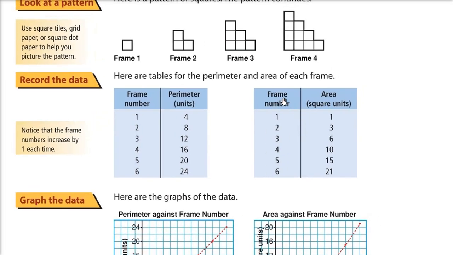But when we talk about area, this is frame 1, so this is 1 unit. Then we have 1, 2, 3, so 3 blocks are there. It will be 3. If you go to 4, you see 1, 2, 3, 4, 5, 6, 7, 8, 9, 10. So for 4 it is 10, likewise for 6 it is 21.